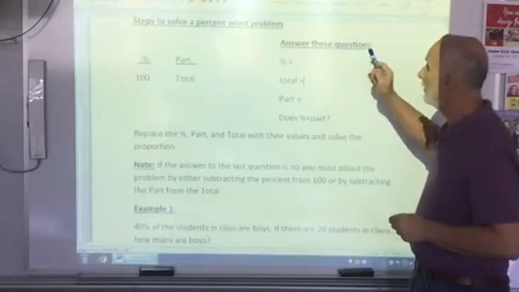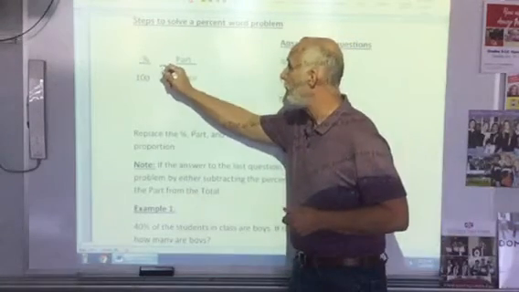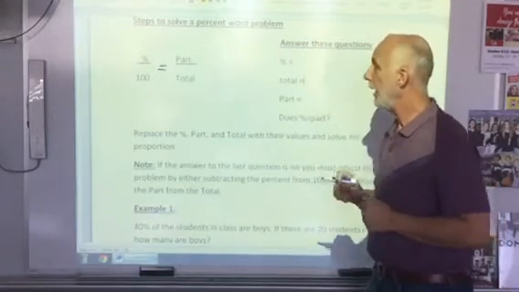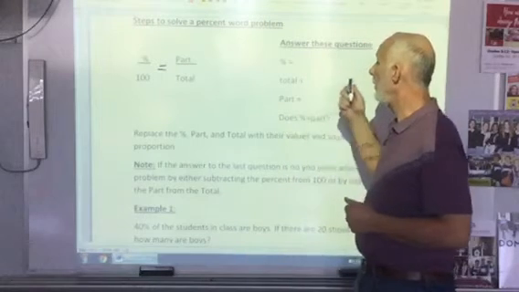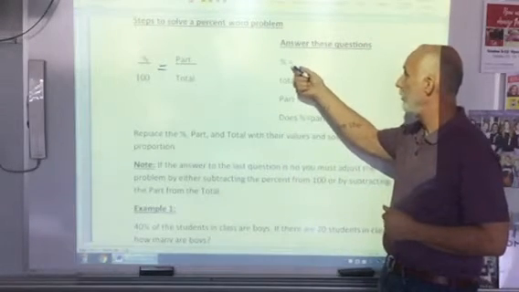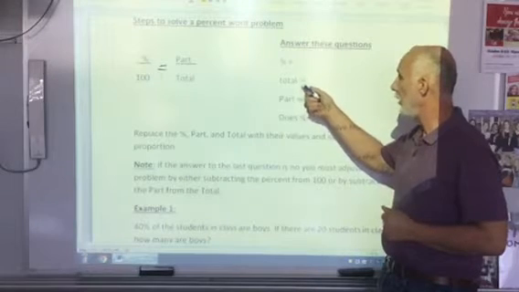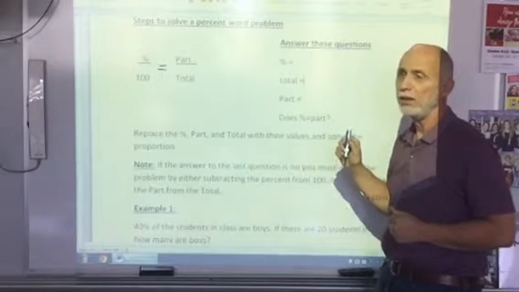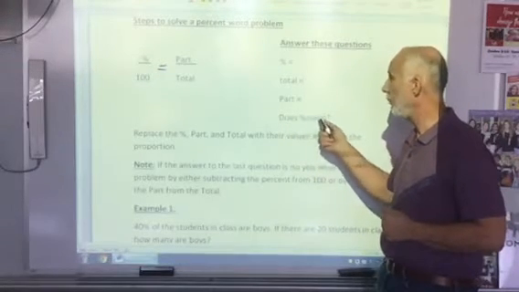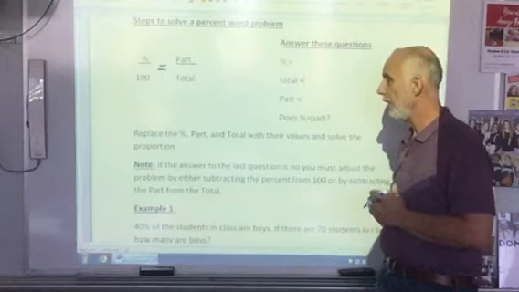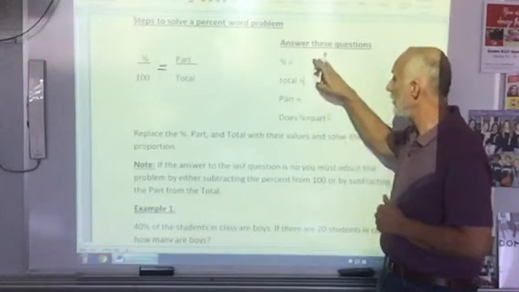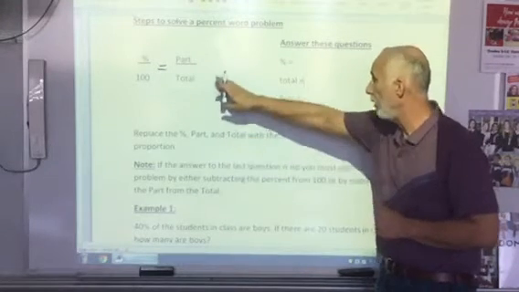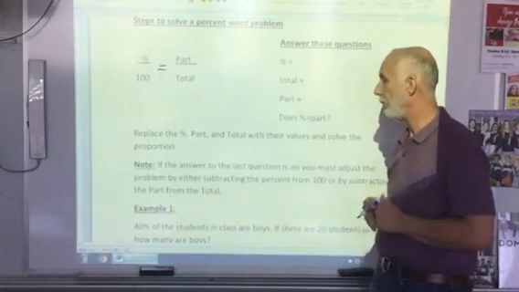Number one, I suggest you always use a proportion that says percent over 100 equals part over total. And again, when you read the problem, here are the questions you need to ask yourself. What does the percent equal? What does the total equal? What does the part equal? And then a very important question in percent word problems: does the percent and the part stand for the same thing? Once you can answer these questions, you can replace the percent, part, and total in your proportion and solve the proportion.